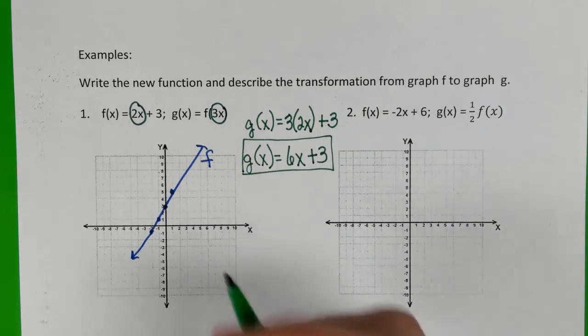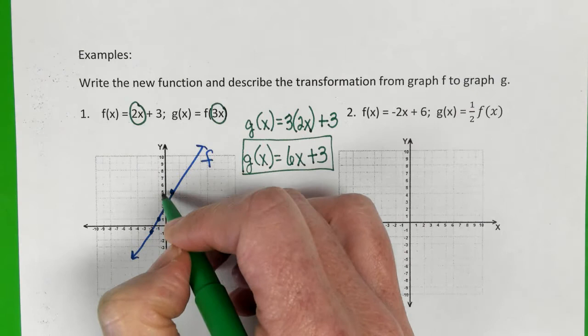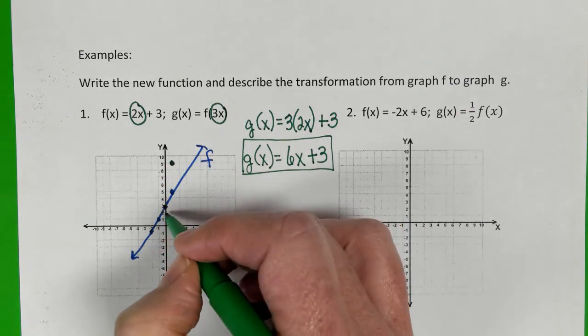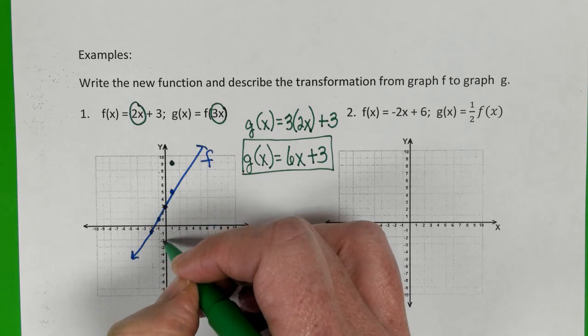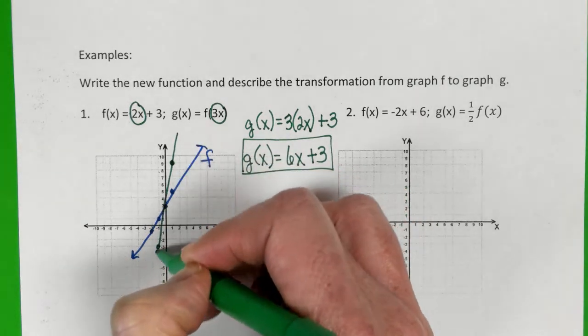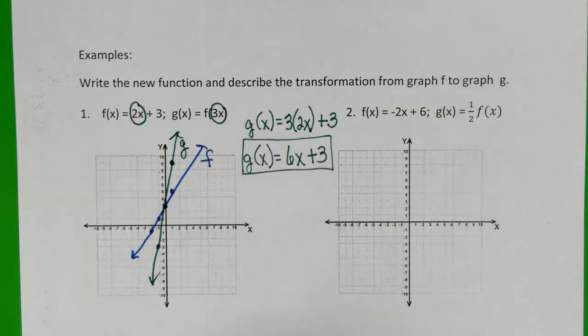Okay, so let's graph it. So y-intercept is 3, now our slope is 6. 1, 2, 3, 4, 5, 6, right 1. 1, 2, 3, 4, 5, 6, left 1. Okay, so there is function g.